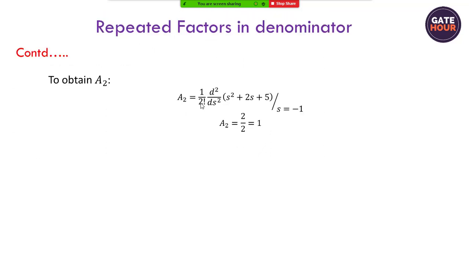The actual formula is 1 by 2 factorial into d square by ds square of the remaining term, s square plus 2s plus 5, and you put s equal to minus 1. I already told how you can find this. Assume that your denominator has 4 poles. In that case you also need to find a3. That a3 equals 1 by 3 factorial into d cube by ds cube of that term, and it will continue like that.